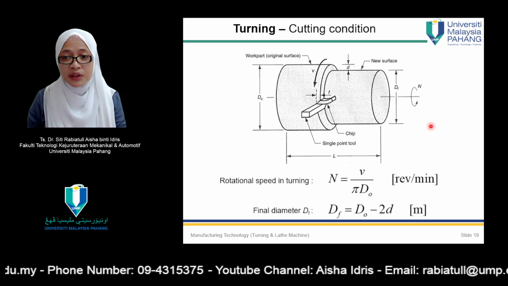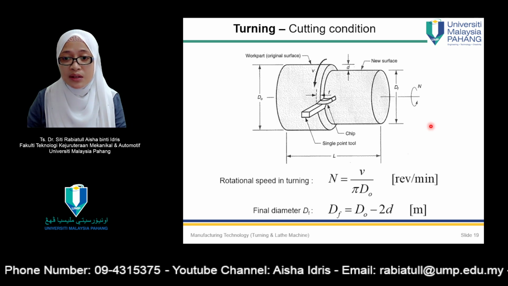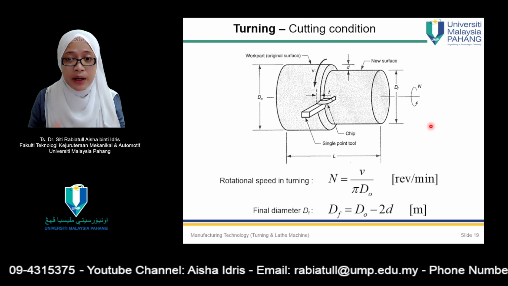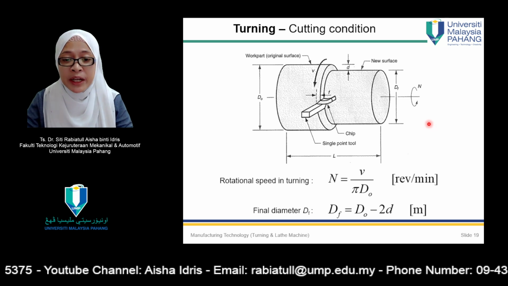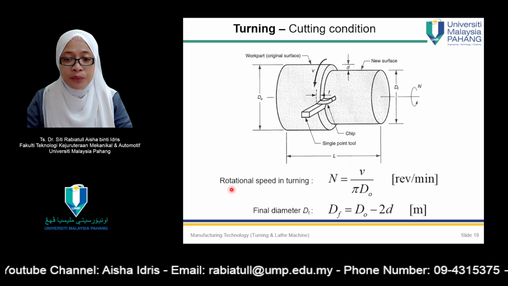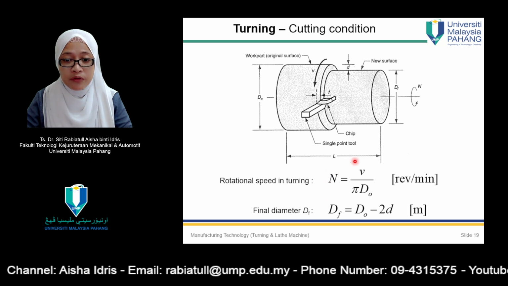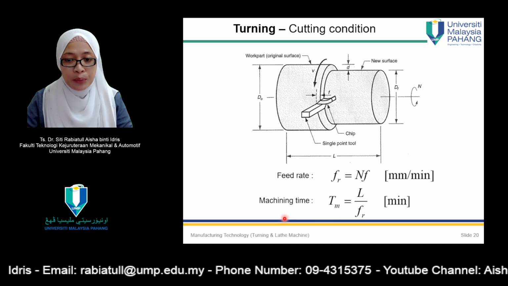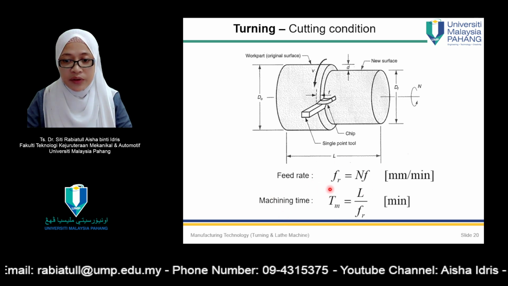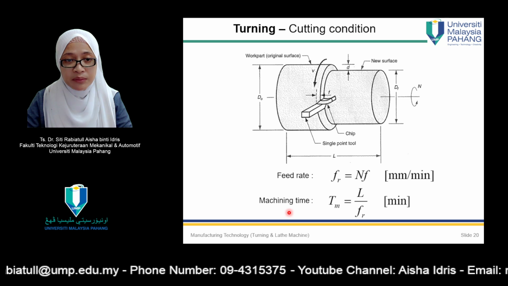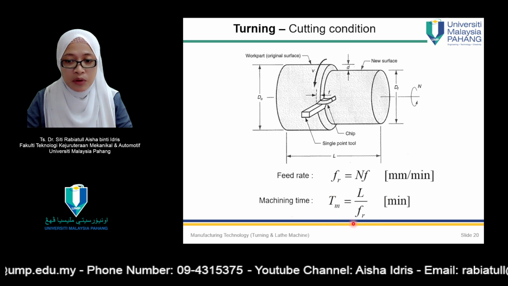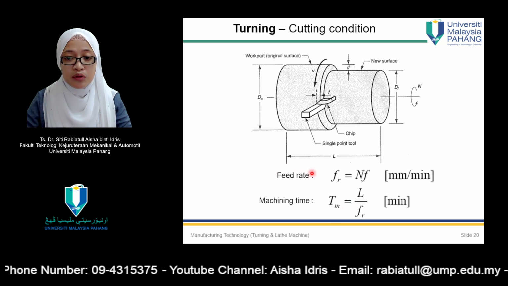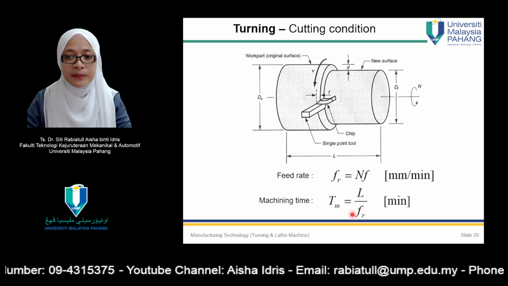Other than that, in turning, we need to know the cutting conditions which we might want to control, or the parameters that we want to control during turning operations. For example, turning speed. So this is the formula for turning speed, and final diameter of our product, and feed rate. This is the feed rate formula. Machining time or cutting time. This is the formula. If you notice this one, cutting time also depends on the feed rate, FR over here.